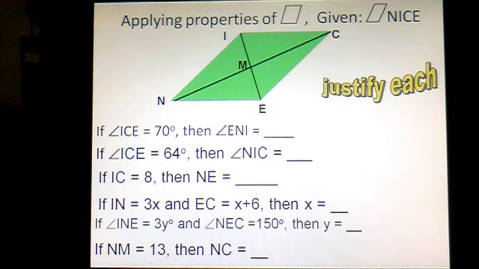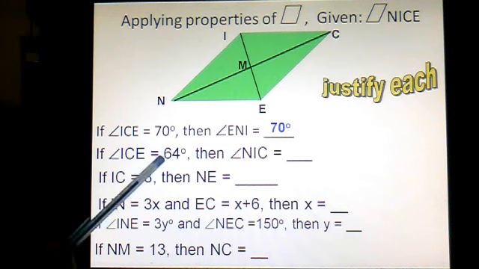Hopefully you got all these answers here, people. And the justifications are just those 5 properties of parallelogram. So the first one, angle ICE is 70 degrees. That's this entire angle over here, ICE. If that's 70, ENI, of course, would also be 70. Maybe that's obvious. Hopefully that's obvious. And the reason for that is because, as you all know now, opposite angles of a parallelogram are congruent. They're equal.